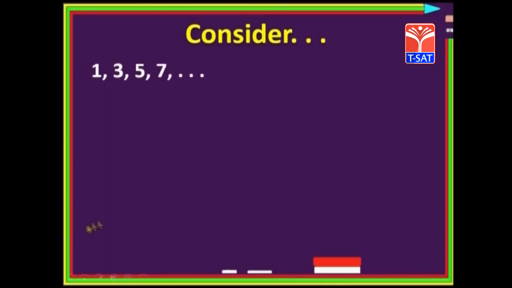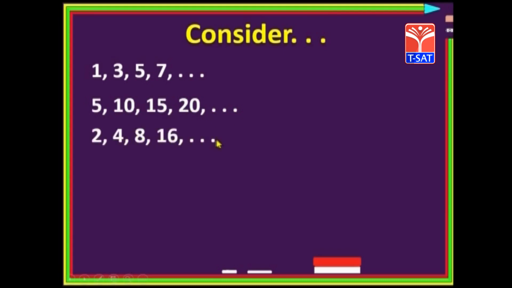Consider 1, 3, 5, 7. What are these? These are odd numbers. And next, 5, 10, 15, 20, and so on. These are multiples of 5. Next, the third one, 2, 4, 8, 16, and so on. What are these? These are powers of 2. 2 power 1 is 2, 2 square is 4, 2 cube is 8, 2 power 4 is 16. Or each term is obtained by multiplying 2 with the preceding term. If we multiply 2 with 2, we will get 4, 4 into 2 is 8, 8 into 2 is 16.